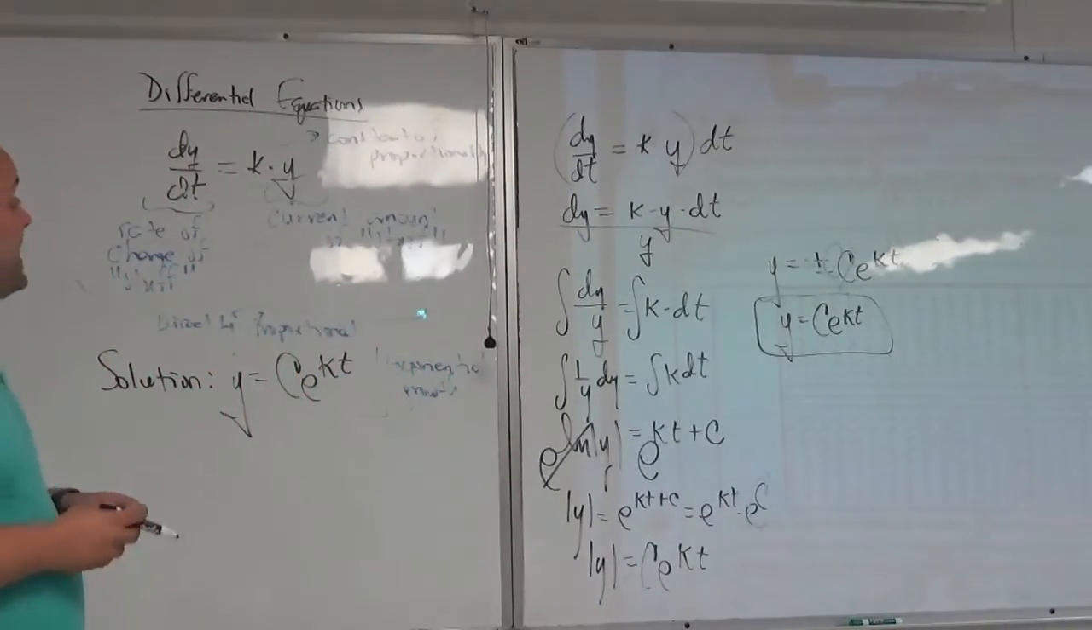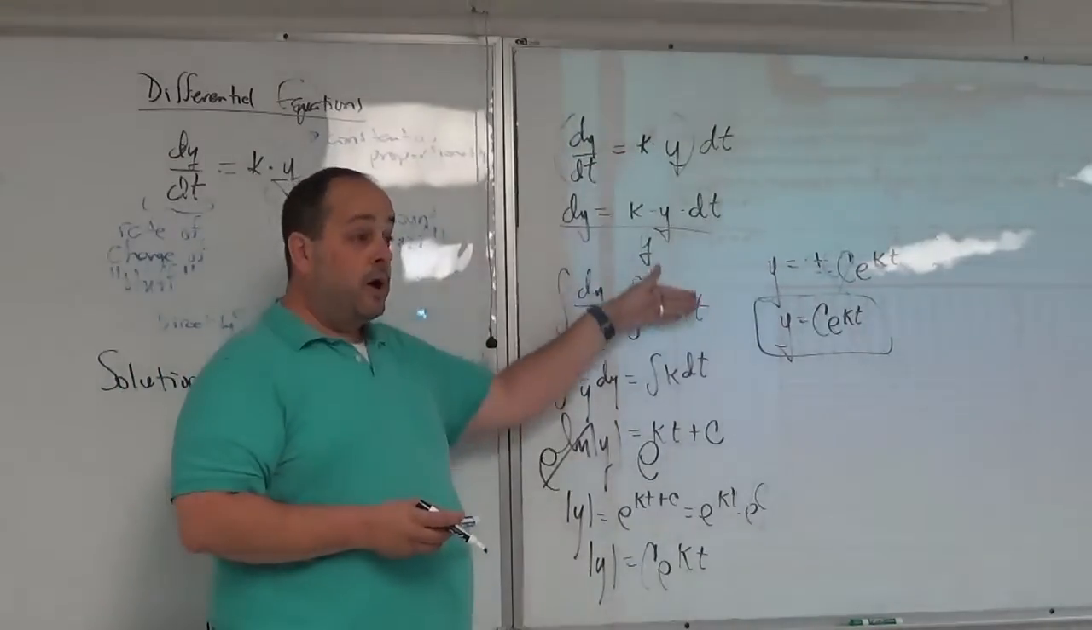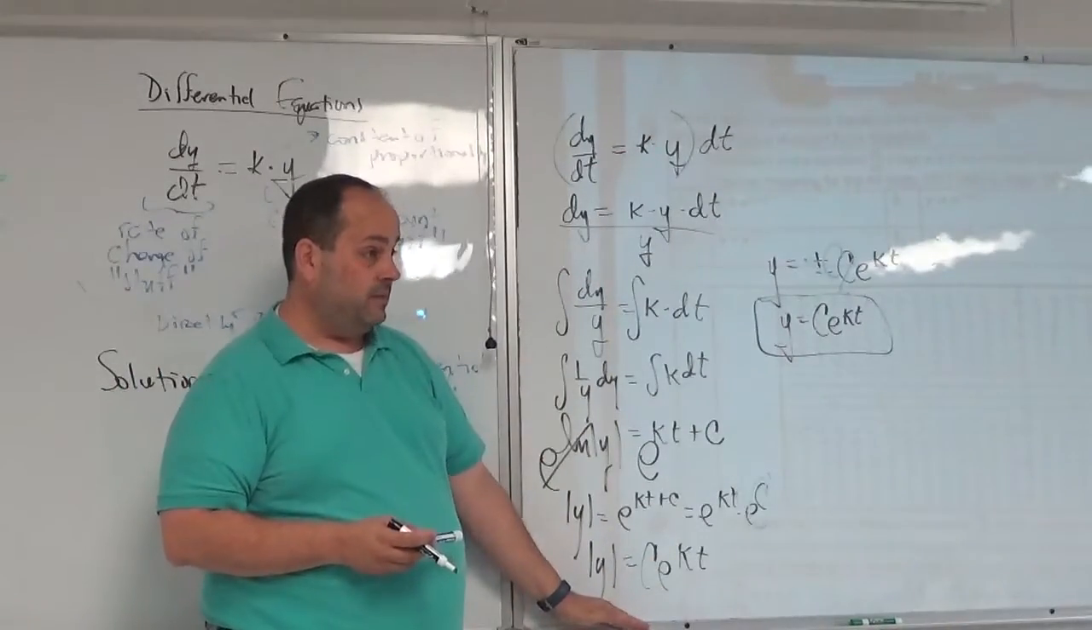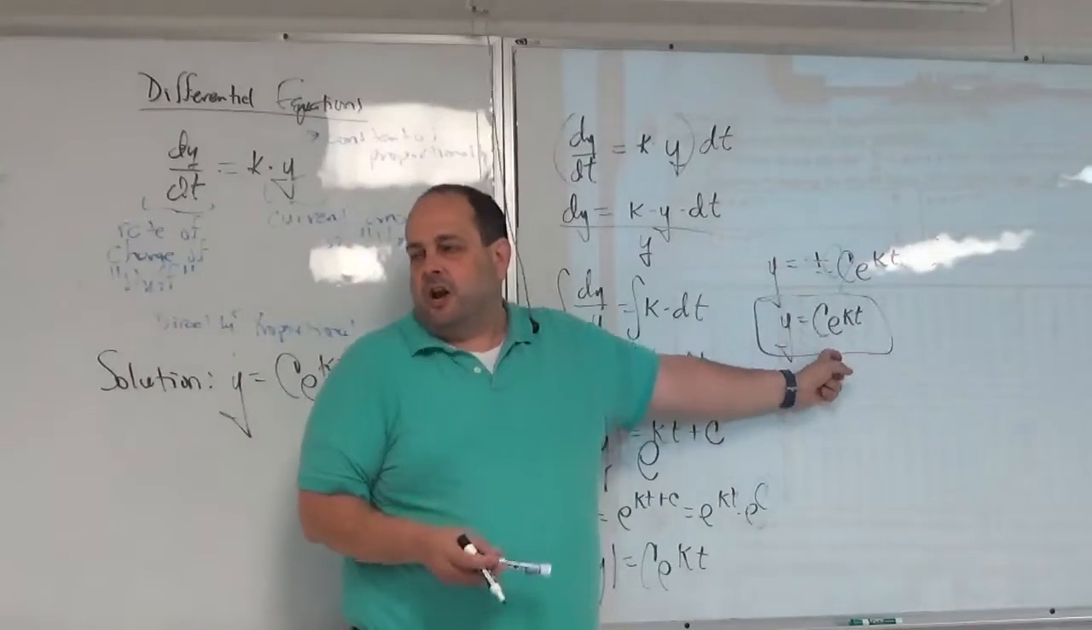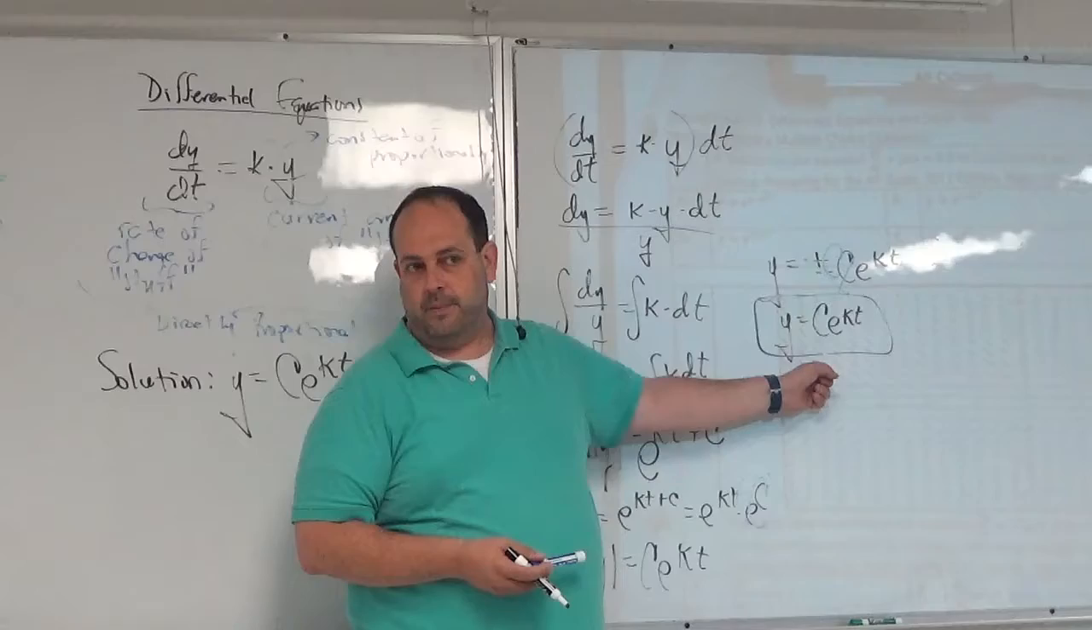They're going to get you because they're going to give you something like this, and you're going to go into beast mode and work all the way through and solve it. And Diego's just going to know it's y equals c e to the kt, and he's going to move on. He'll be done. Everybody good?